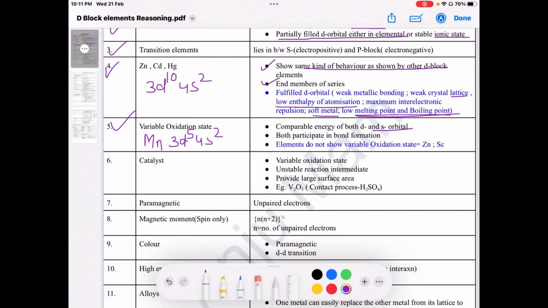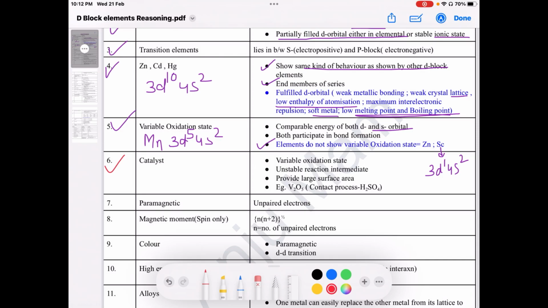One more question that is framed here. Name the elements which do not show variable oxidation state. That is zinc and scandium. Scandium is the very first member of the 3d series. Its configuration is 3d1 4s2. It has only one electron in a d orbital. Whereas zinc has configuration 3d10 4s2. All the electrons are paired up here.